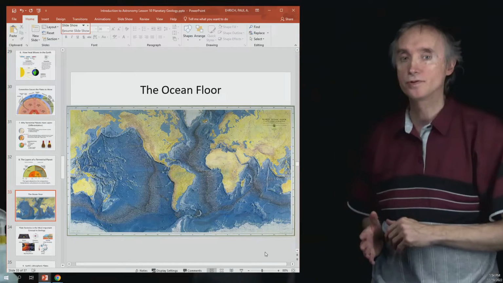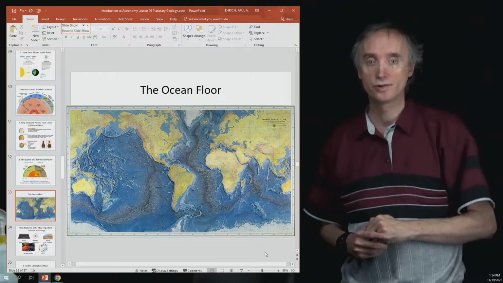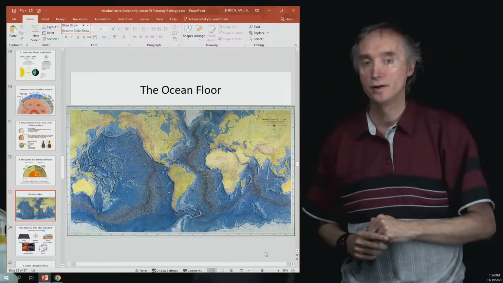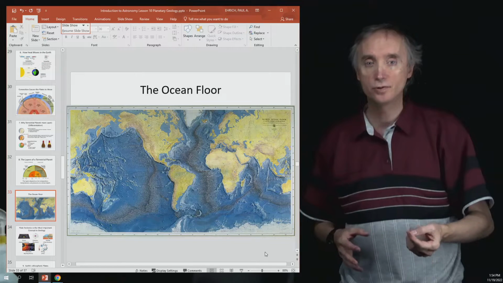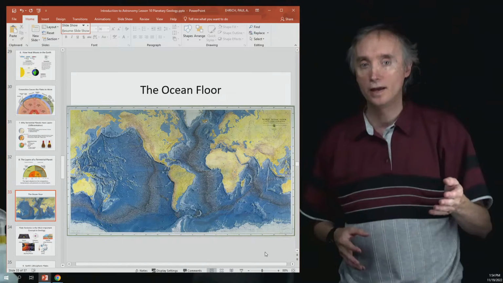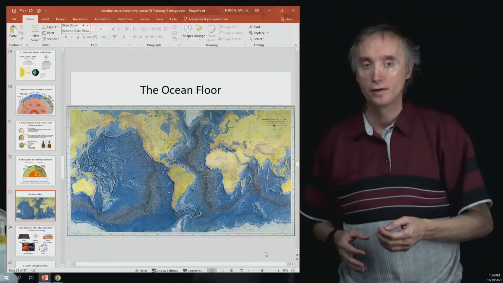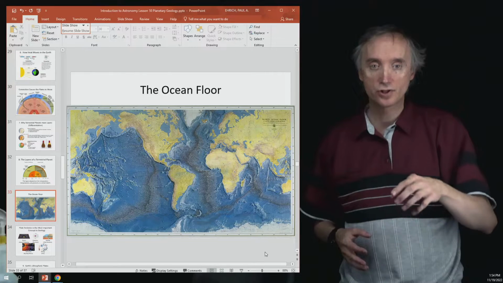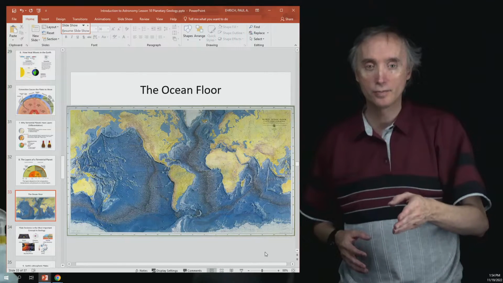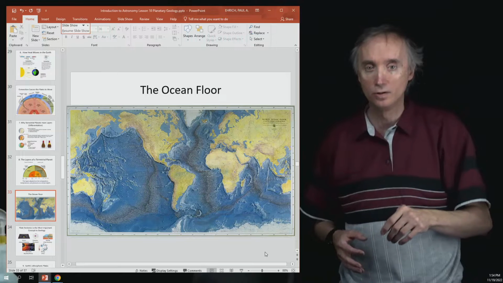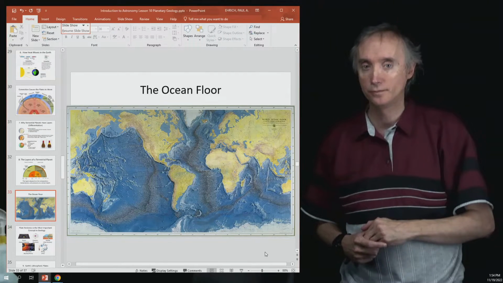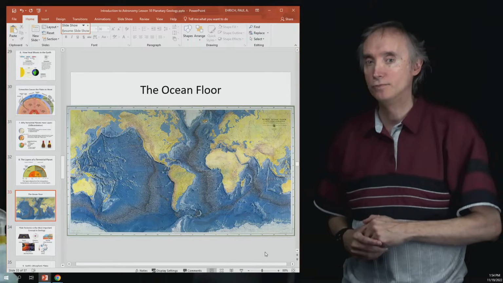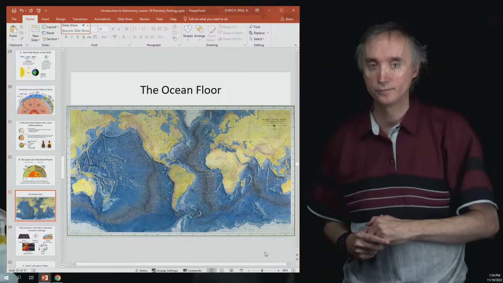Also, these mountains are volcanic. So there's a volcanic island or volcanic chain of mountains that goes in between North America and Europe. And then you also notice that this chain of volcanic mountains stretches all around the earth like the seams of a baseball. So why would there be mountains in the middle of an ocean?